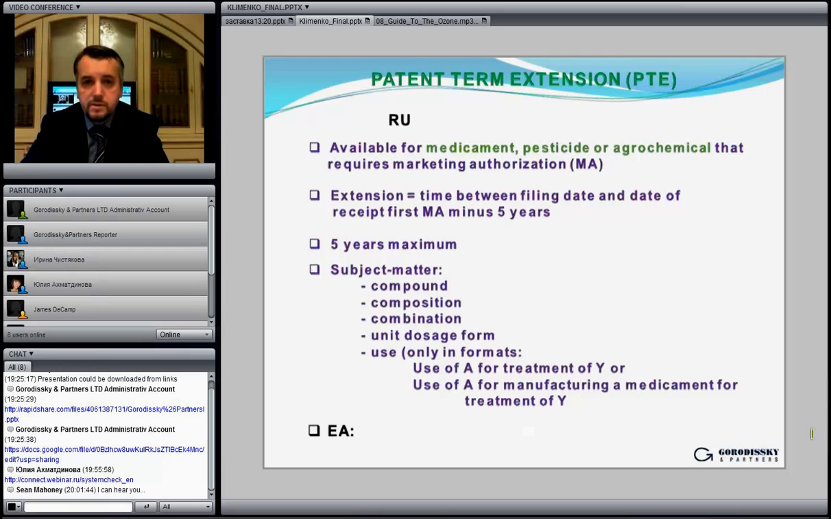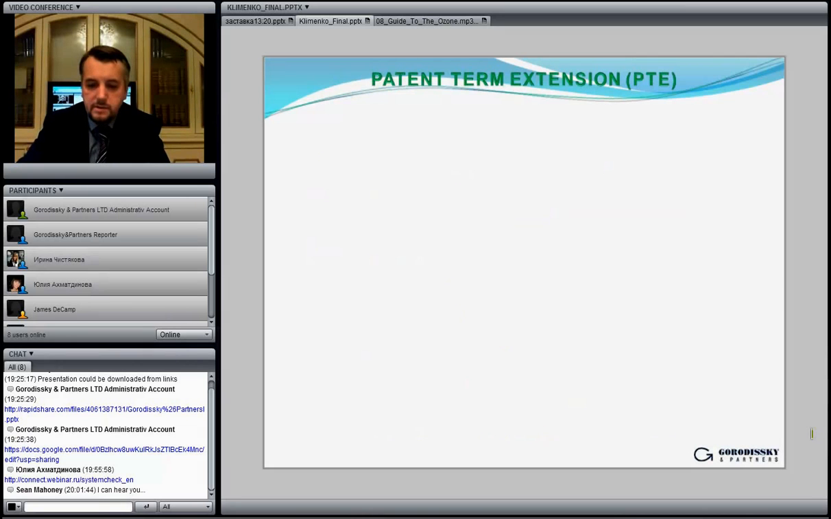As far as Eurasia is concerned, it goes through the national legislations, and all but one contracting states have a corresponding legislation, so you can get extension in all but one contracting states. The other slide for this topic is necessary documents. I forgot to mention that you don't get the patent term extension automatically. You need to apply for it.